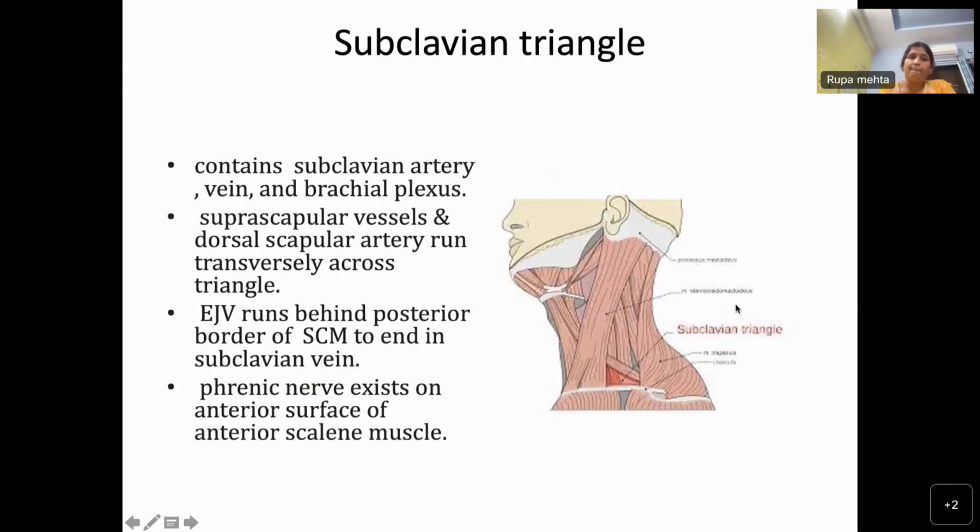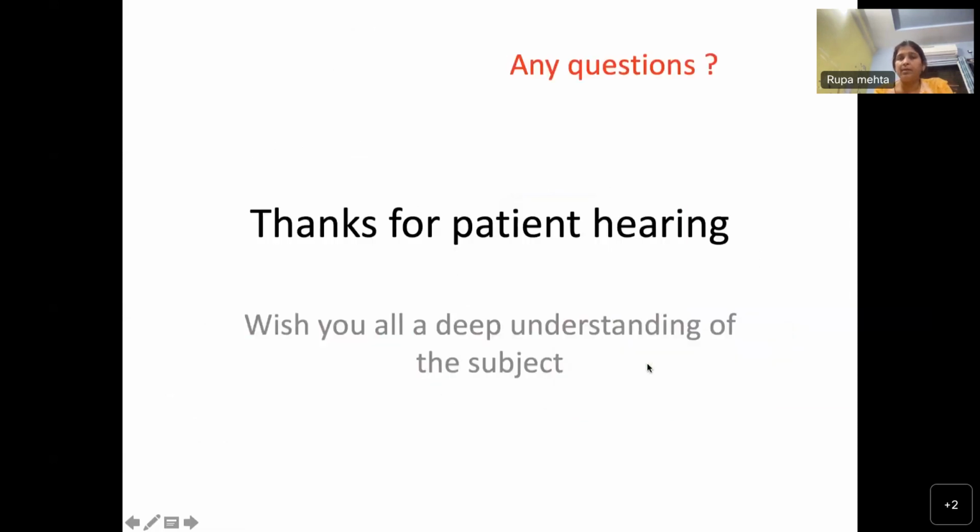Now the subclavian triangle corresponds to the supraclavicular fossa region. It contains subclavian artery, vein, and brachial plexus. The suprascapular vessels and dorsal scapular artery run transversely across the triangle, and EJV runs behind the posterior border of SCM to end in the subclavian vein. Phrenic nerve exists on the anterior surface of anterior scalene muscles.